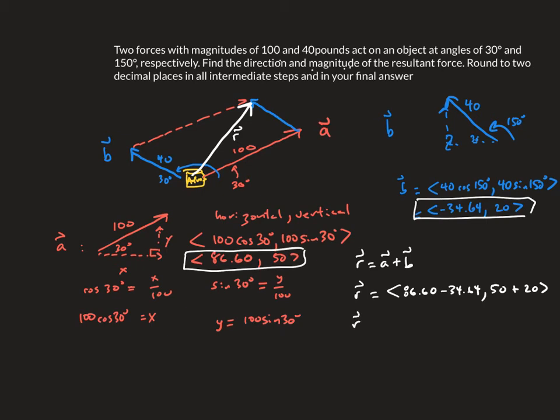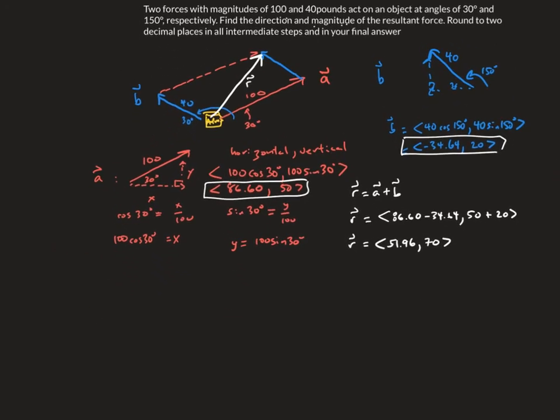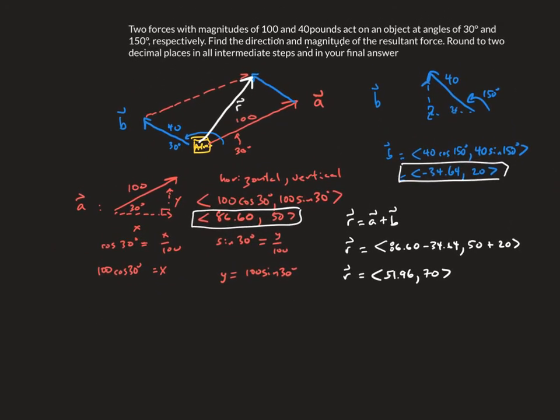Which means the component form for the resultant vector would be, let's see, 86.6 minus 34.64 is 51.96, and 50 plus 20 is obviously 70. Okay, so we've got our resultant vector in component form. The last thing to do here is to figure out the direction and the magnitude of that resultant force.